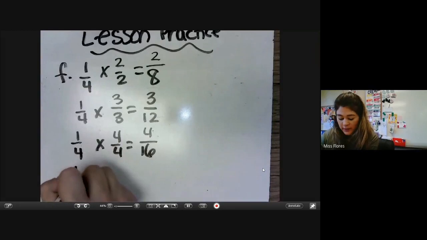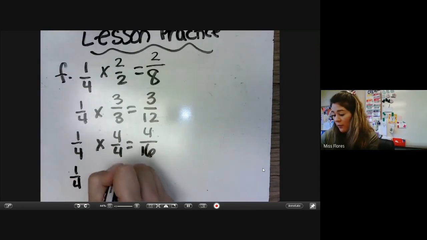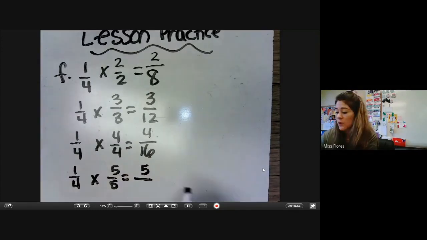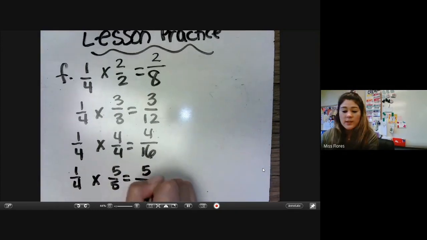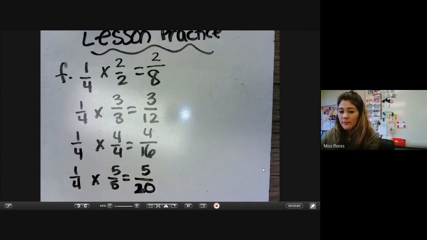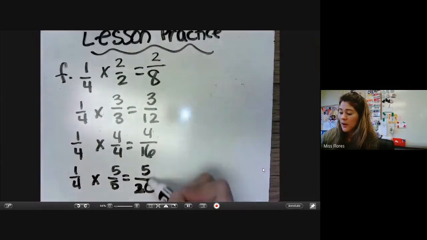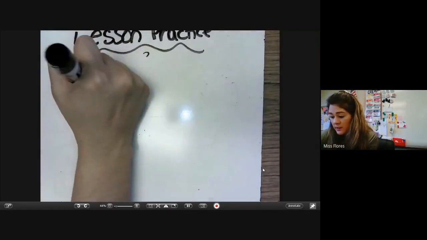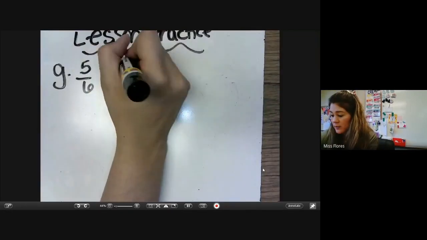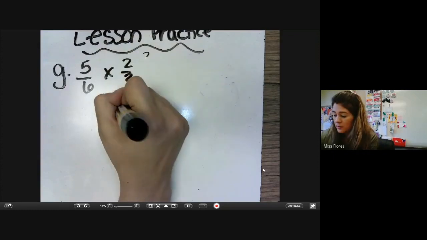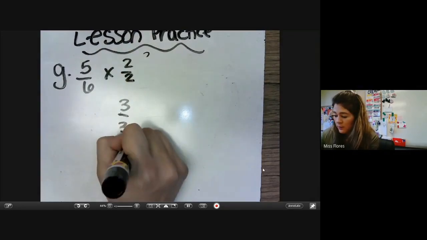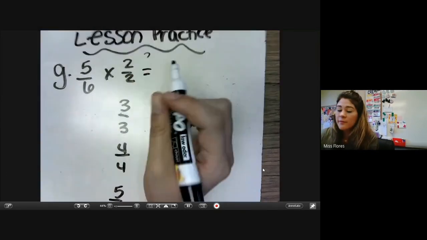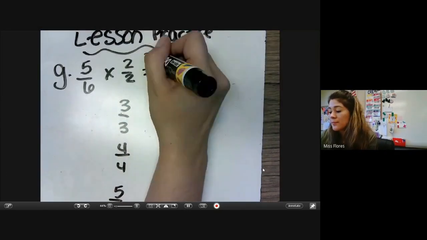And last but not least, they give us 5/5. 5 times 1 is 5, and 5 times 4 is 20. So that means that all these fractions are equivalent to 1/4. Give us 5/6. Again, they want us to multiply it by 2/2, 3/3, 4/4, and 5/5.